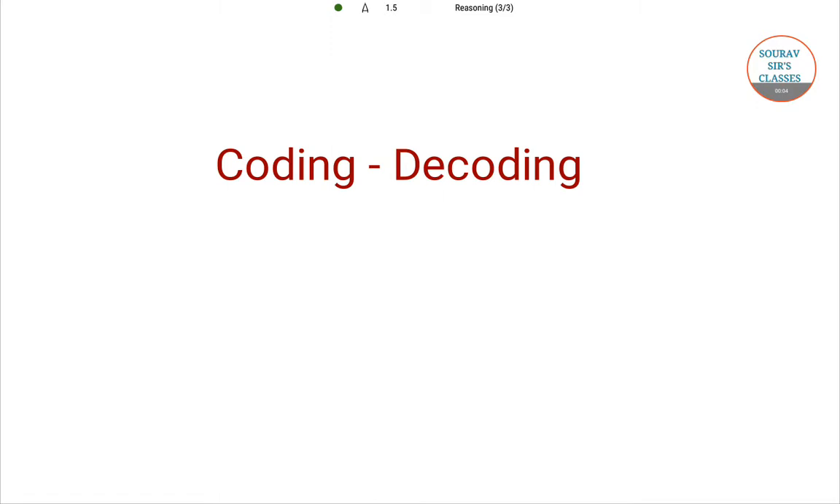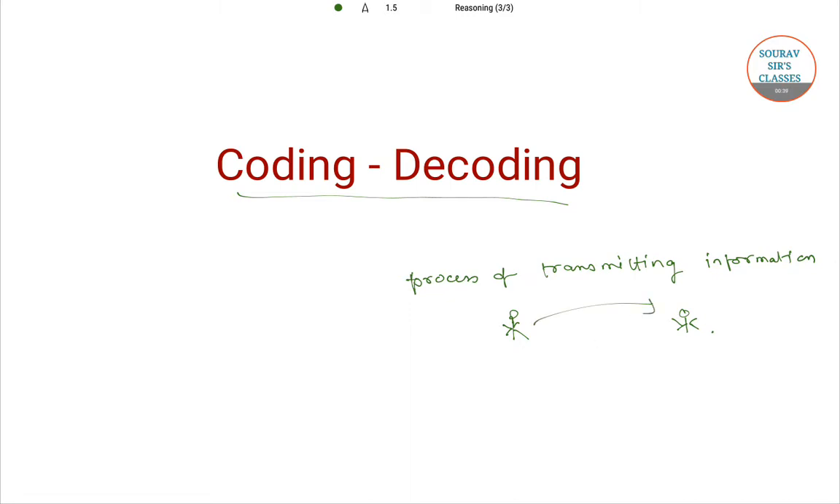The topic of this video is coding and decoding. Now, coding decoding is a process of transmitting information from one person to another such that only these two persons can understand what is written in that information.